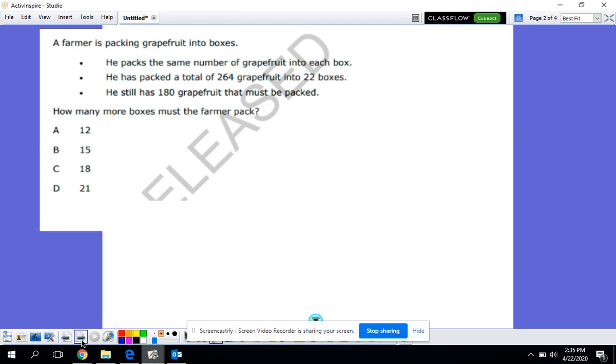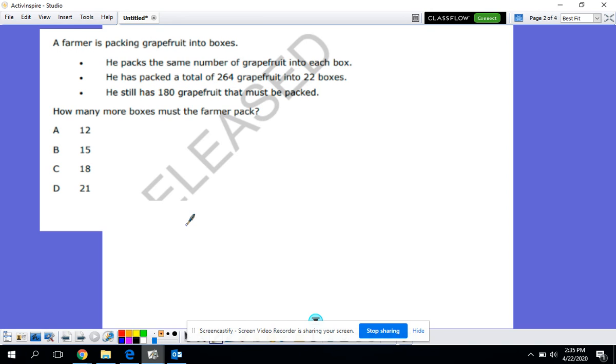So the problem we're going to be working on is: a farmer is packing grapefruit into boxes. He packs the same number of grapefruit in each box. He's packed a total of 264 grapefruit into 22 boxes. He still has 180 grapefruit that must be packed. How many more boxes must the farmer pack?